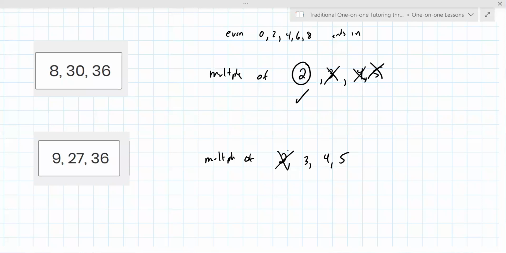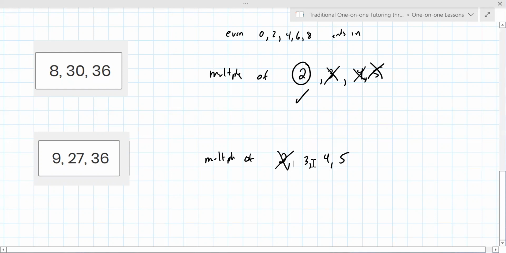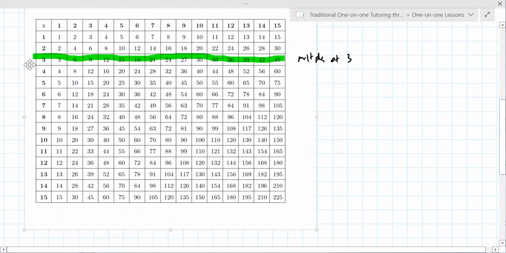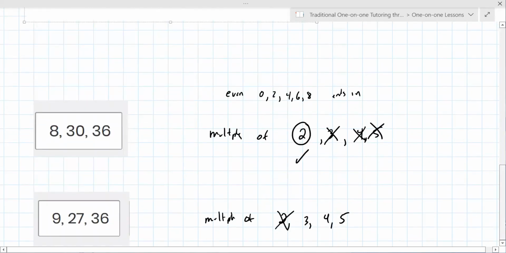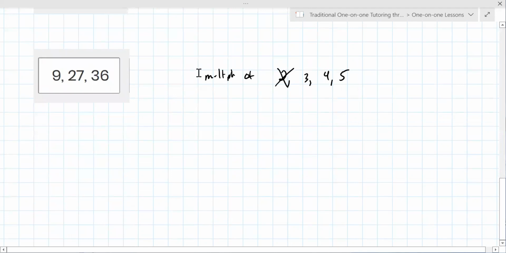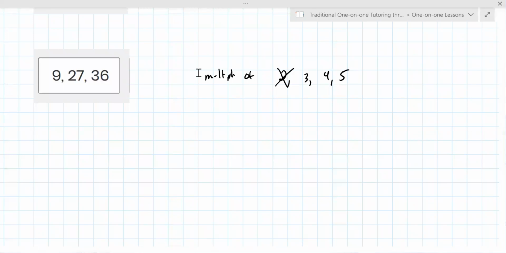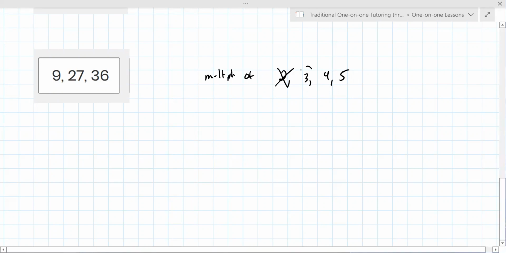Multiples of 3, though. Do you have your multiplication table? Yeah. Okay, I have that one, but I have a different one. That's fine. As long as you've got one, that's what matters. I don't see any for the 3. Are 9, 27, and 36 in the row with 3? They should be in the row with 3. Yeah, they are. Okay, so 3 works.